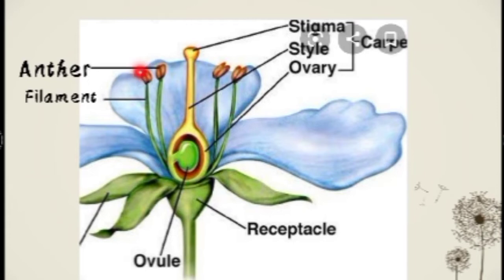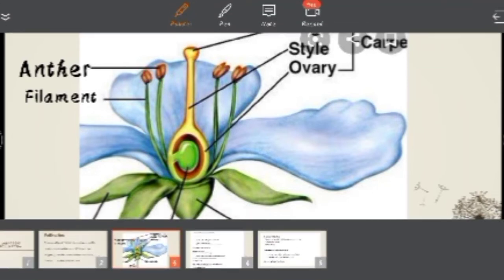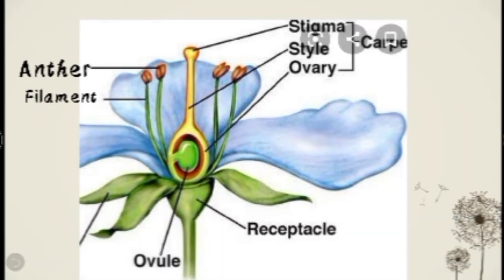In this anther you will see the pollen grains developing. When these pollen grains transfer from the anther to this stigma, this process is called pollination. Pollination happens sometimes in the same flower, or sometimes in a different flower. That means pollen grains from this anther can fall on the stigma of the same flower, or sometimes on the stigma of some other flower. We will discuss the different types of pollination in our next classes.